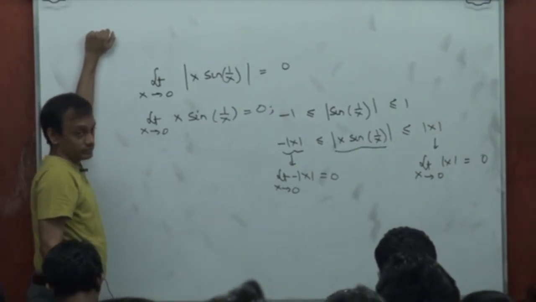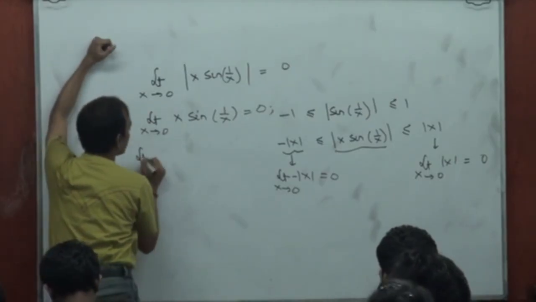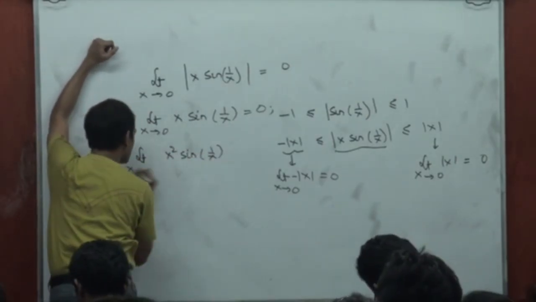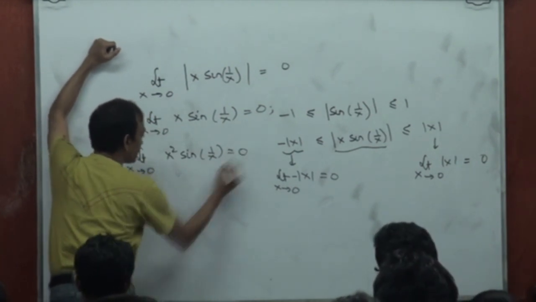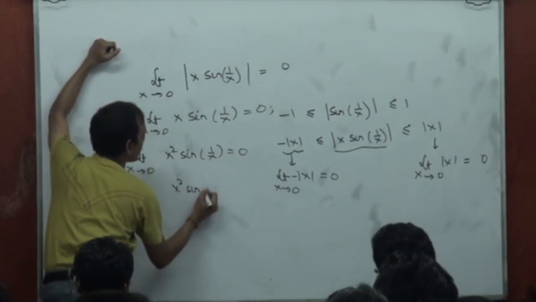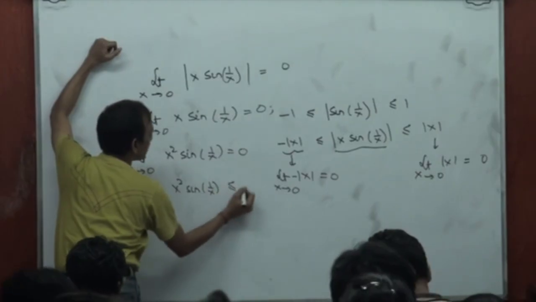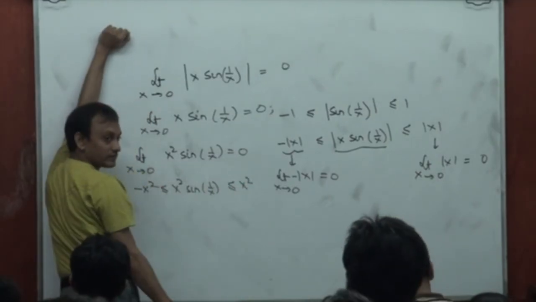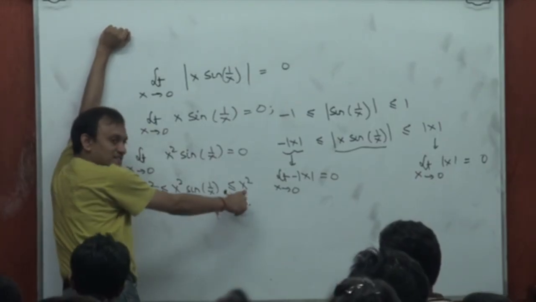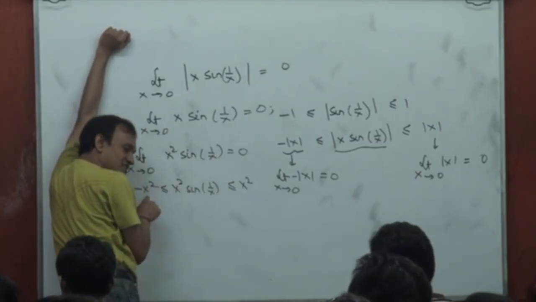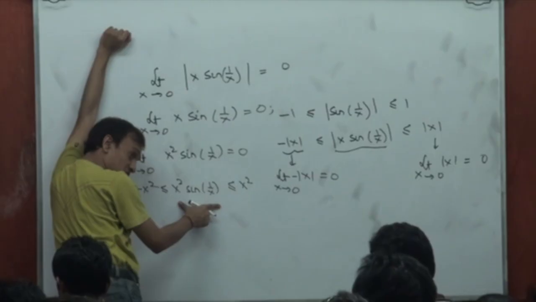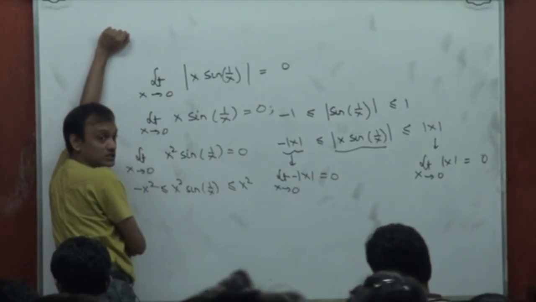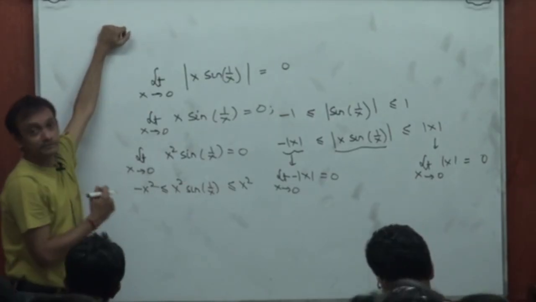That's the sandwich theorem, right? Similarly, you could say the limit of x squared sin(1/x) as x tends to 0 will also be 0. Why? Because x squared sin(1/x) will always be less than or equal to x squared, and greater than or equal to minus x squared. The limit of this as x tends to 0 will be 0. The limit of this as x tends to 0 will be 0. So the limit of this as x tends to 0 will be 0. That's the sandwich theorem. Got it?